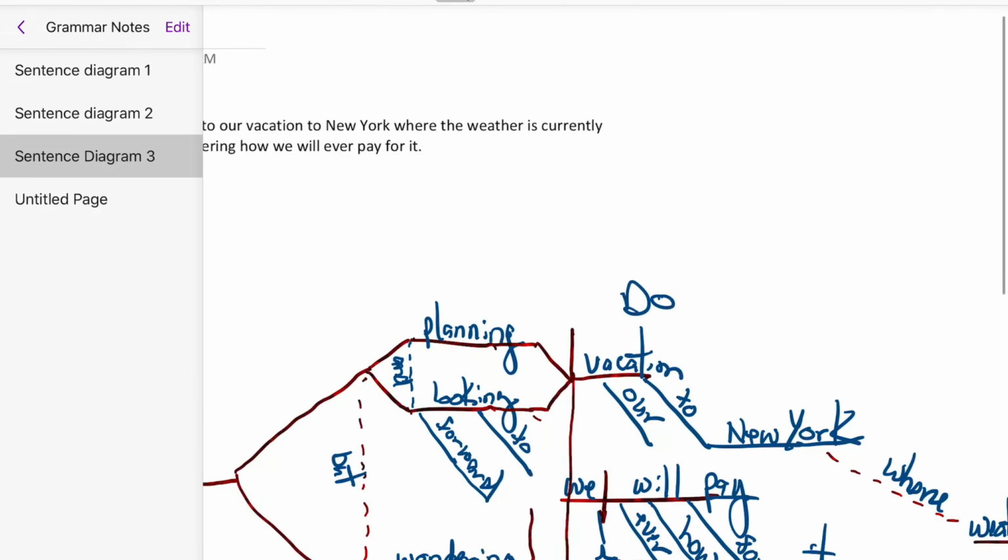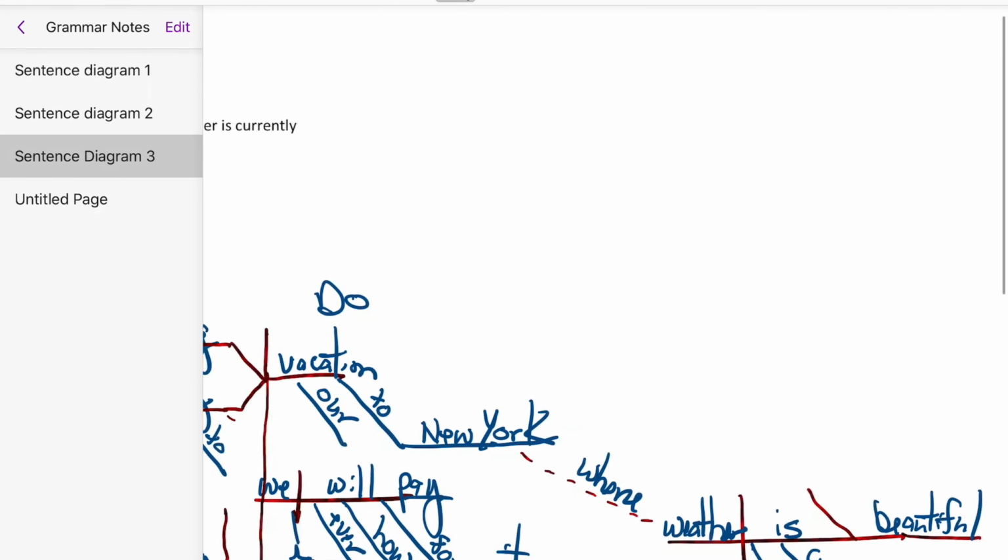Now let's go on to notice where we have where and then weather is, in New York, where the weather is currently beautiful this time of year. So many of you correctly connected the clause with New York. Okay, so basically when you have a connected or a dotted line that in this case is connecting New York, which is a noun, that clause is going to function as an adjective.